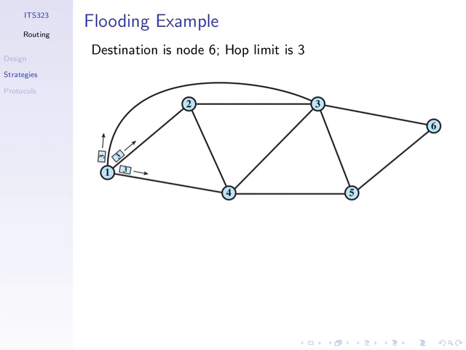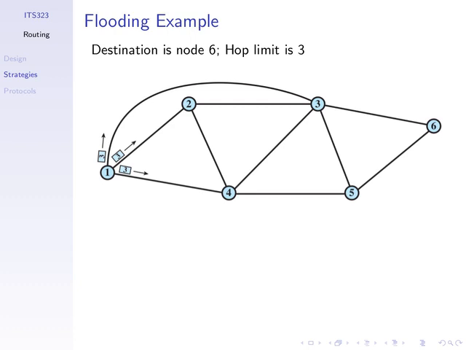A smaller hop limit reduces the number of packets transmitted in the network. With a hop limit of 3, all packets will traverse 3 hops through the network. With a hop limit of 2, only 2 hops. They don't go as far. With a hop limit of 1, they only go 1 hop. Even less packets transmitted, more efficient, but we have a problem.